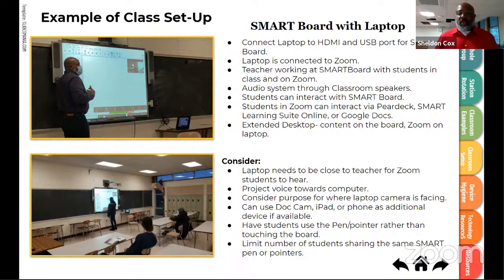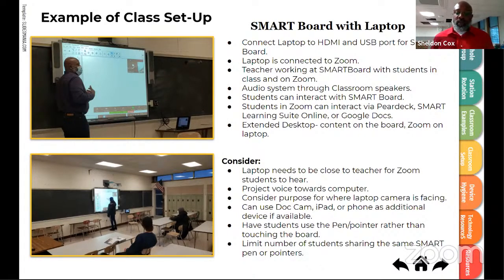Consider that the laptop needs to be close enough for the students to hear. That means that when I project my voice, they can hear. And if I'm having the students in the room talking, I need to make sure to shift that laptop at an angle so the sound can travel to the laptop. Consider the purpose of where you want your laptop to be, how you want it set up, and where it's going to be positioned, whether I'll be sitting in the chair or standing by the smart board, or whether I'm going to have other students come up to the smart board.